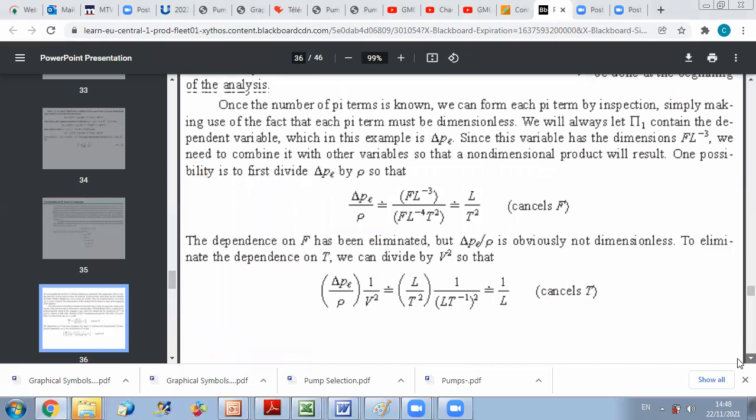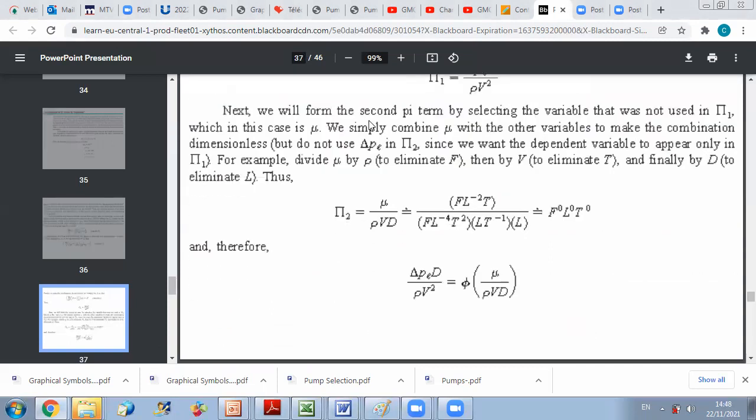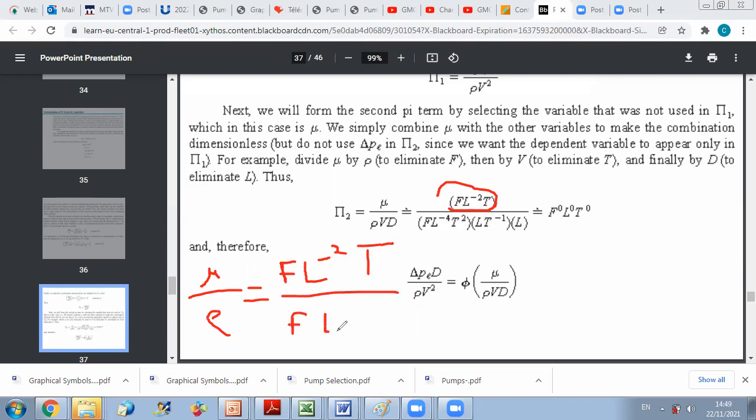Let us try to do it for mu. Since we already know it, let us just practice on it with mu. If I want to find the group of mu, what do I do? First, what is the unit of mu? The unit of mu is F L^-2 T. So first, to cancel F, what should I do? I should divide by rho. So I do mu over rho. The dimension of mu is F L^-2 T. The dimension of rho is F L^-4 T^2. So by doing mu over rho, F will cancel out. What remains is L square over T.